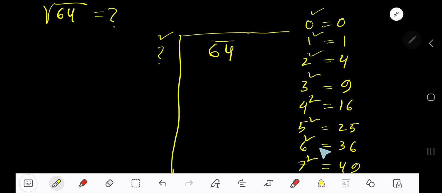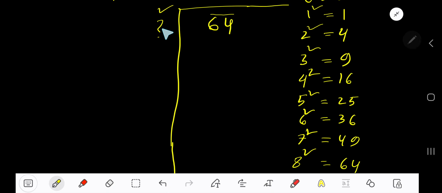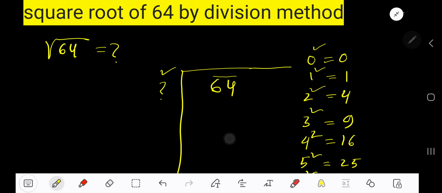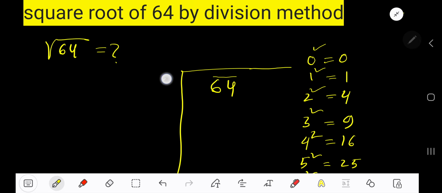If you take 7, then 7 squared will be 49, which is much less than 64. If you take 8, 8 squared is equal to 64. Look here, if you take 8, then this 8 must come to the quotient also. 8 times 8 is 64.